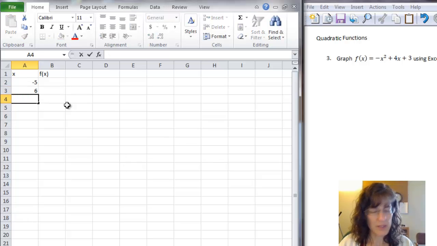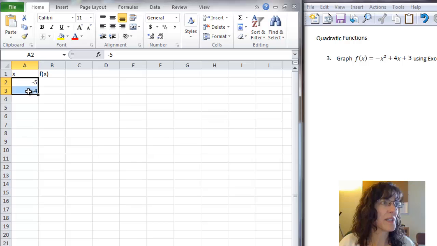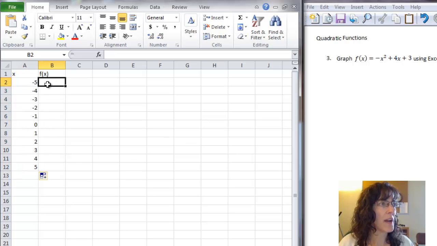Oops, not 6. Try -4. And I put in 2 numbers, and then it can see the pattern, like what I want it to do with those numbers. I want it to increase by 1. So there it is increasing. Go all the way to +5. And then go to the f of x column.